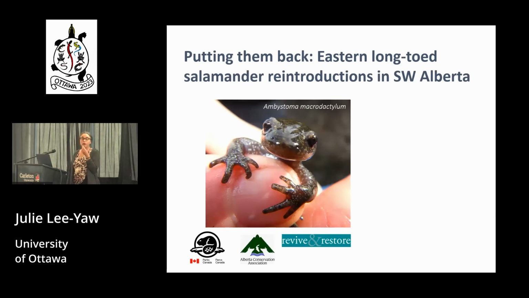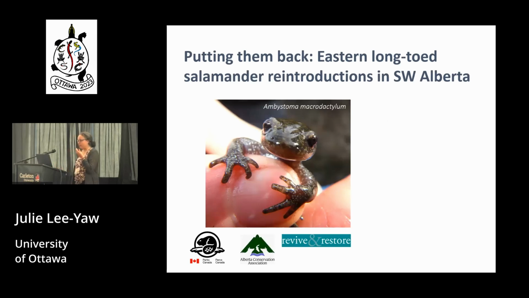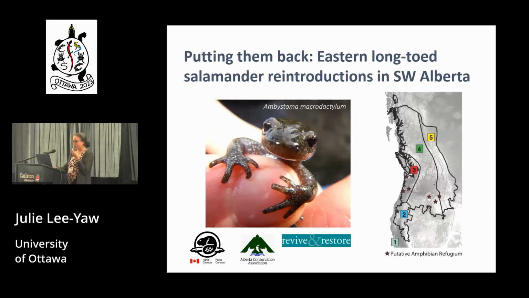Today I want to talk about work that my lab is doing to support a specific effort to reintroduce long-toed salamanders to high elevation sites in protected areas where they've been extirpated in southwestern Alberta. This is work that we're doing with Parks Canada and the Alberta Conservation Association, and has funding from Revive and Restore.